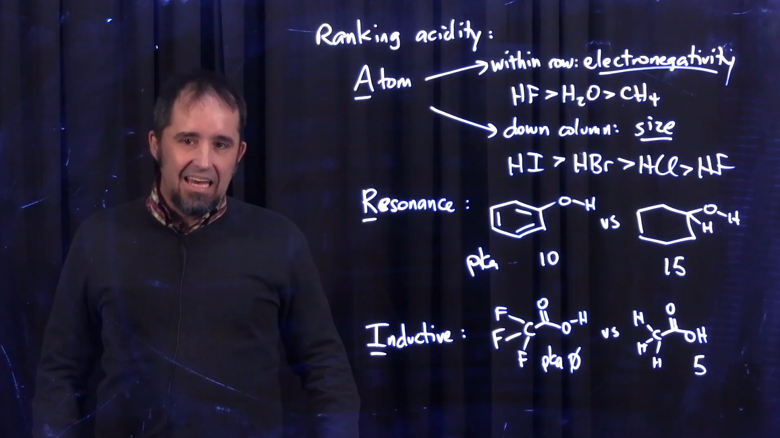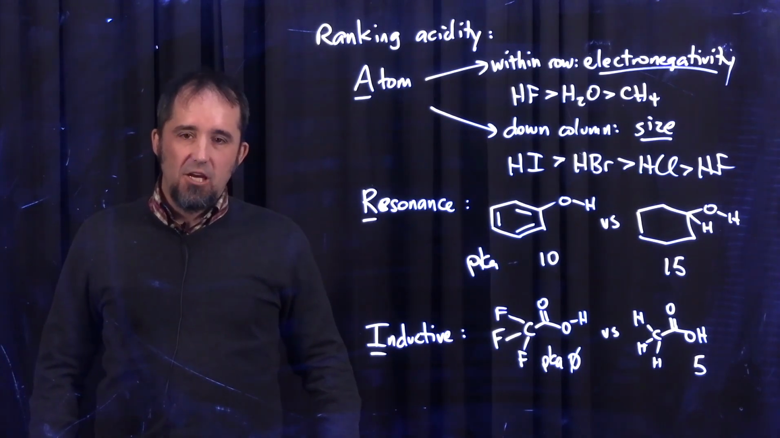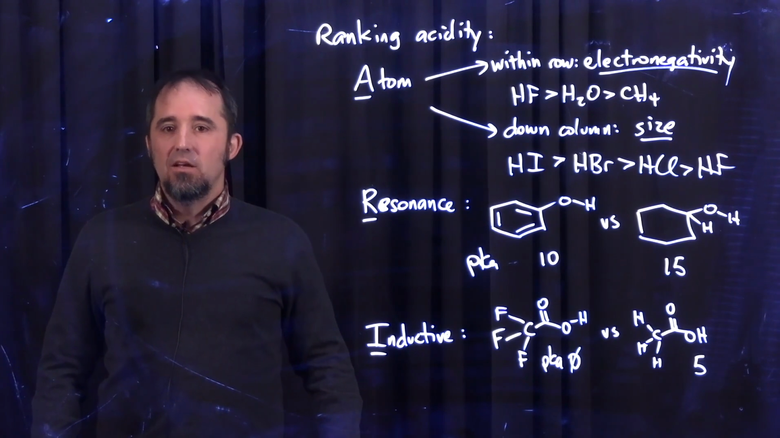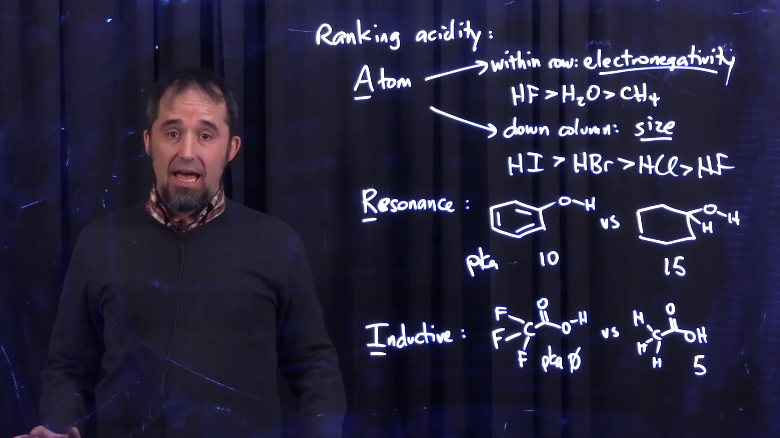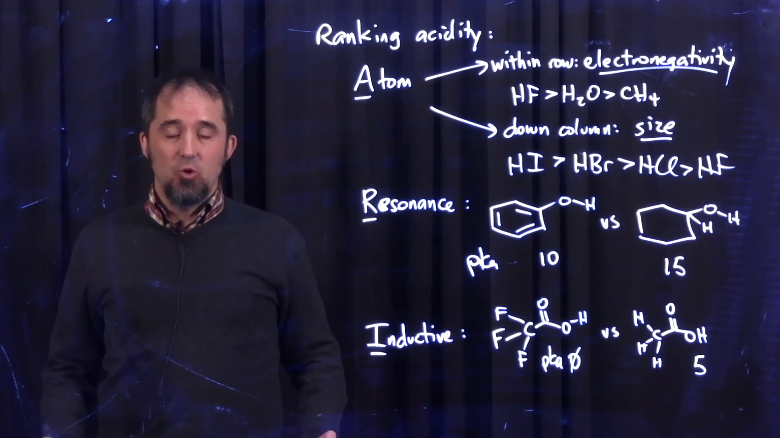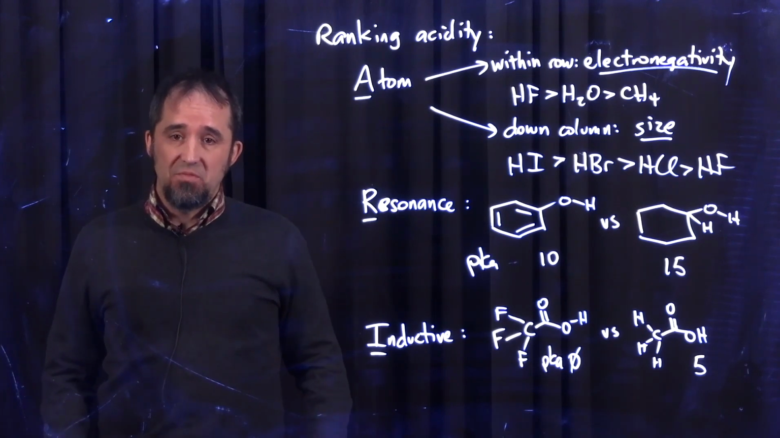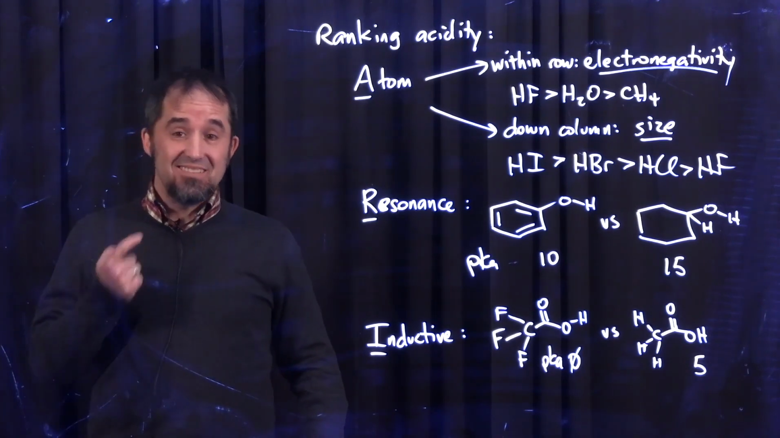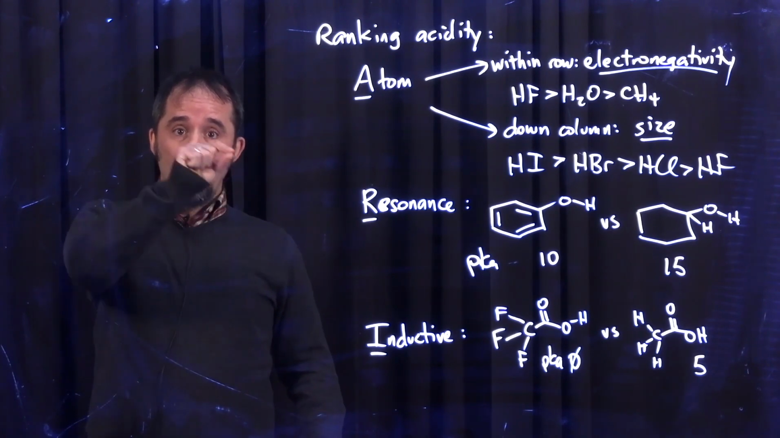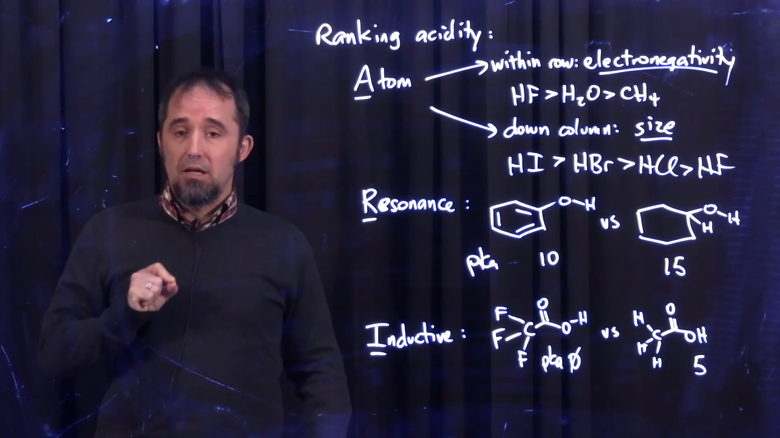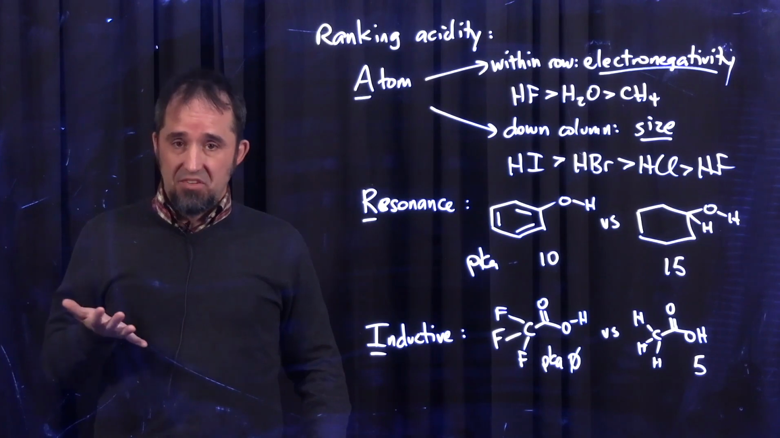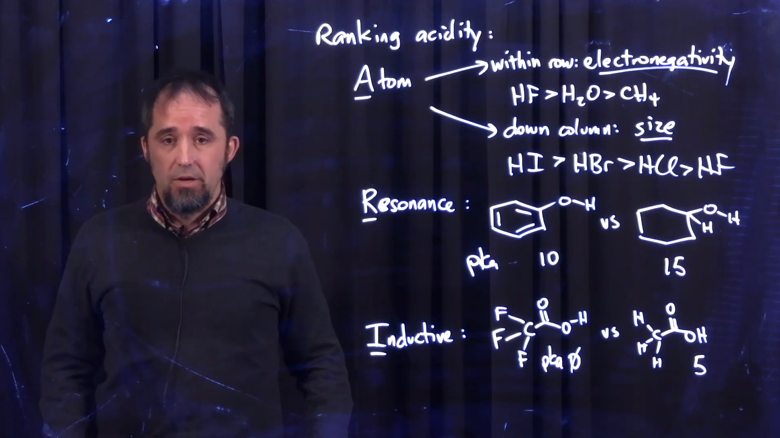So let's bring together all of this stuff we've been talking about for acidity so that we are able to look at two molecules and determine which of them is going to be the most acidic, or to look at a single molecule and say which of these hydrogens on this one molecule is going to be the most acidic, the first one taken off by a base.